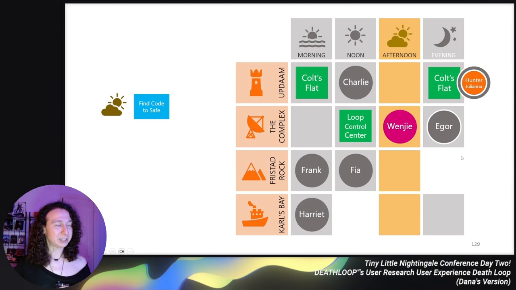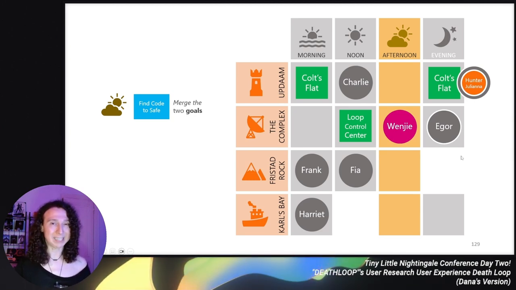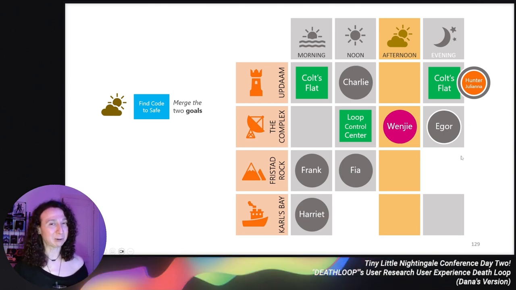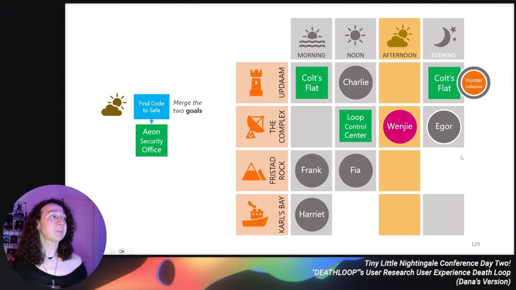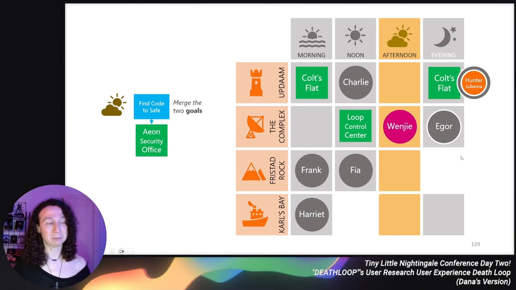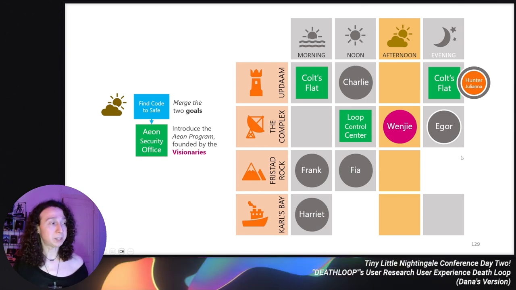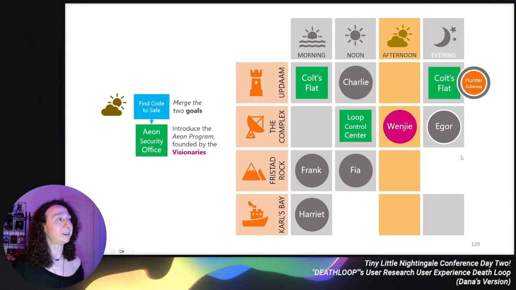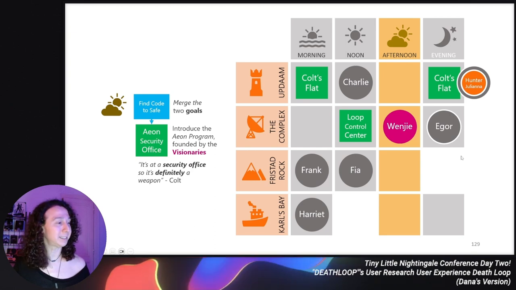But our real goal at this point is to deliver that safe code. So how do we merge these goals? How do we connect everything? How do we give the player what they need while Colt is looking for what he wants? We're going to invent our one and only brand new location that we introduced for the opening chapter, which is the AN security office. This also helps us introduce the AN program, which was founded by the visionaries, and give the player a really cool reveal about Colt's identity and their role in the society.